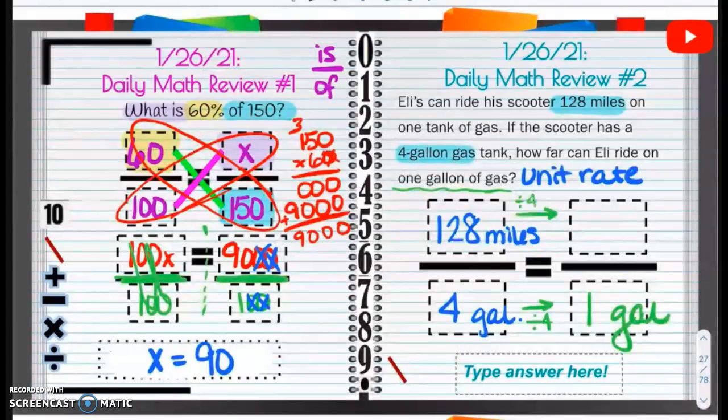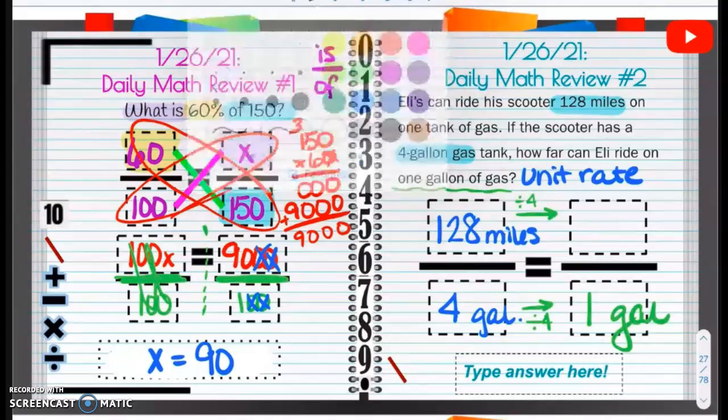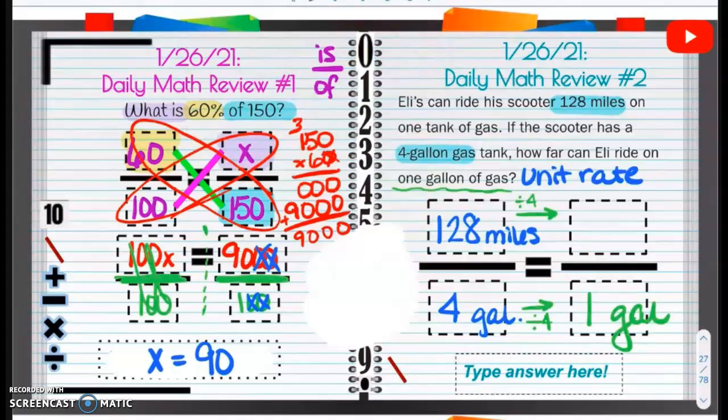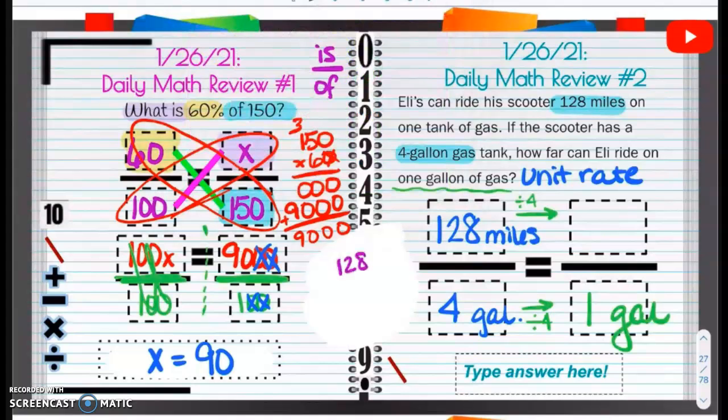So let's do 128 divided by 4. I'm going to do a little bit of extra workspace here. Give me 1 minute. Alrighty. So 128 divided by 4. 4 goes into 12 3 times. 4 times 3 is 12. Subtract, you get 0. Bring down that 8. 4 can go into 8 2 times. You get 8. You get 0. So our answer is going to be 32 miles.